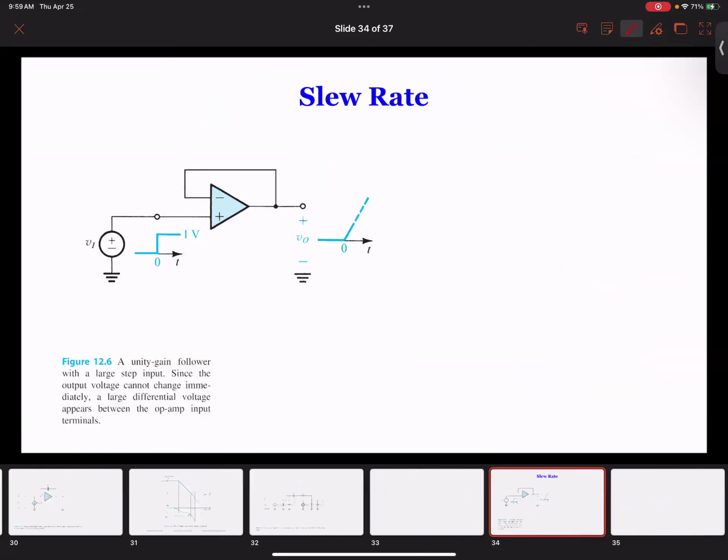So now let's look a little bit further, one more concept before we conclude the lecture today. It's called slew rate. Slew rate means rising rate.